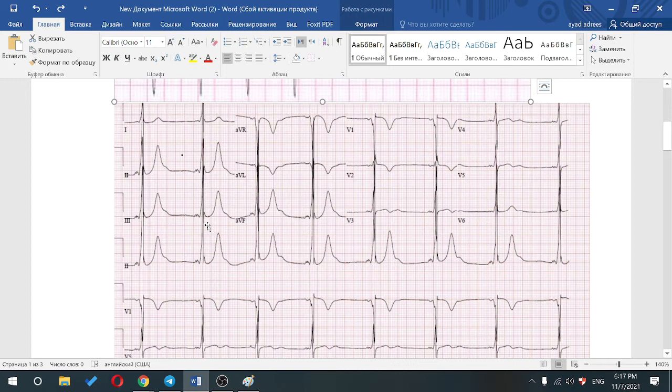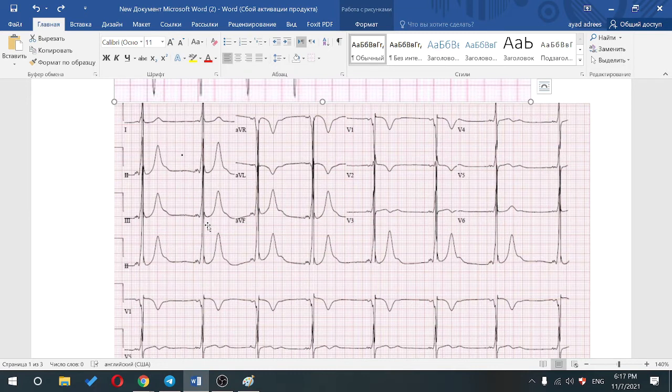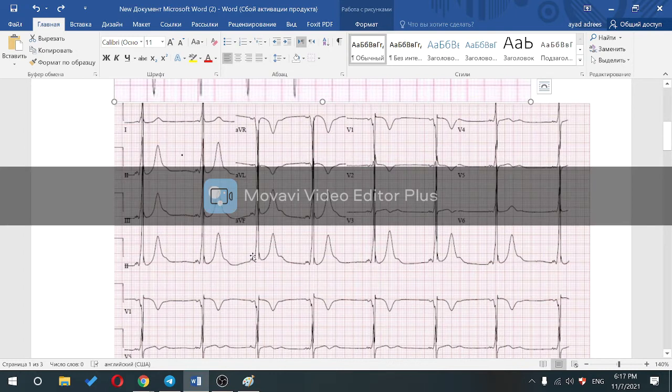So after I check the QRS, what is my next step? Yeah, the PR interval is quite short here. And if that is the case, that tells us about which disease? Okay, excellent, guys. This is Wolff-Parkinson-White syndrome. I hope you can appreciate the delta wave here, which represents the pre-excitation of the ventricle. Why is there a pre-excitation of the ventricle? What leads to this?